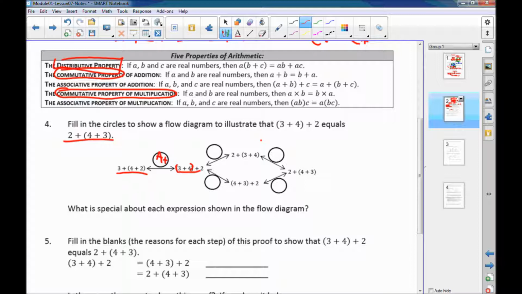So let's think of some other things we could have done with this. So how did we go down this arrow? What changed? So what changed here was it took the 2, the plus 2, and moved it to the front and made it plus 2. Nothing else changed. The 3 plus 4 and the 2 switched places. And they switched places around this addition. So 3 plus 4 went where the 2 was, and 2 went where the 3 plus 4 was. So this didn't move parentheses. What it did was switch 2 values around the plus. So this is commutative property of addition.